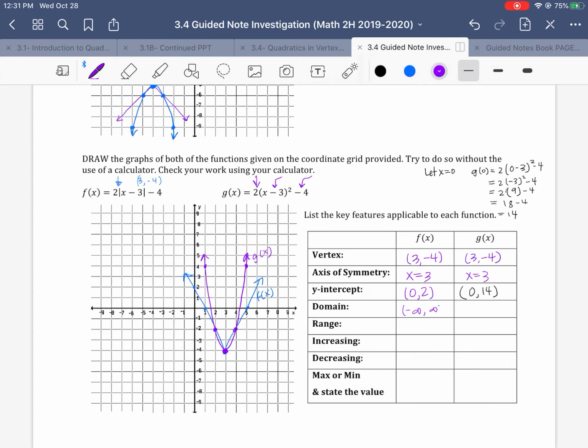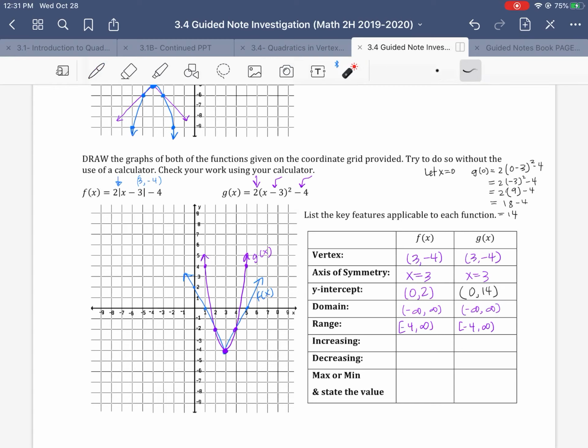Domain, we know, was always -infinity to infinity, or all real numbers. It remains the same on a quadratic, so it's headed in both directions. Everything works within this function. The range, also very similar to our absolute value. Notice the range, our y values, right, always stay above -4. So it's -4 up to infinity. Or again, if you would like to write y is greater than or equal to -4, that works too.